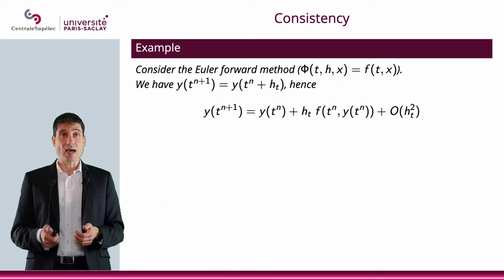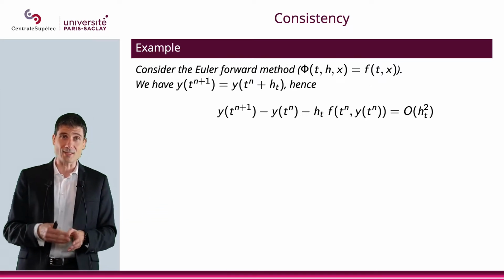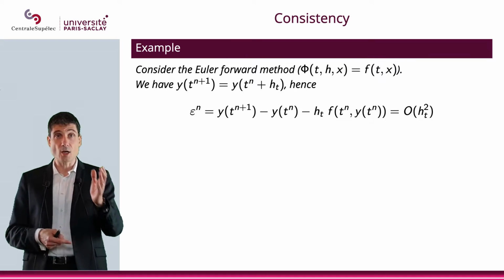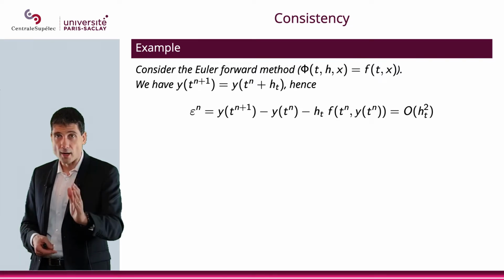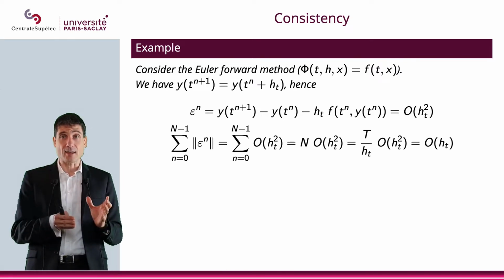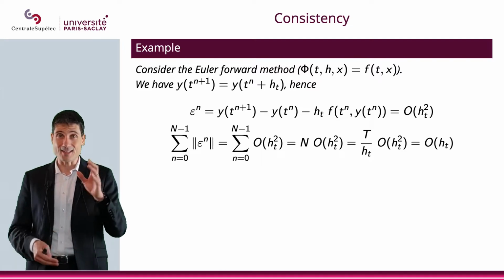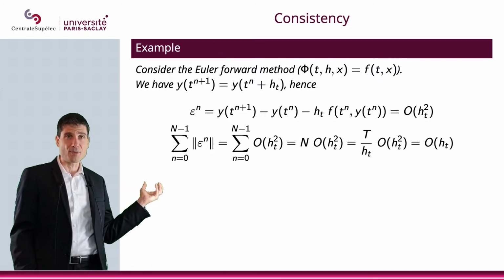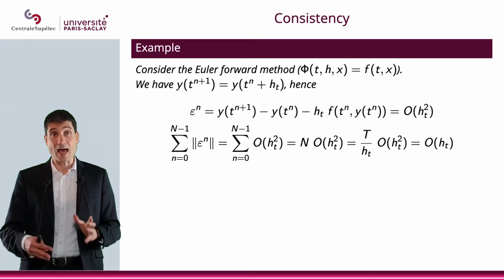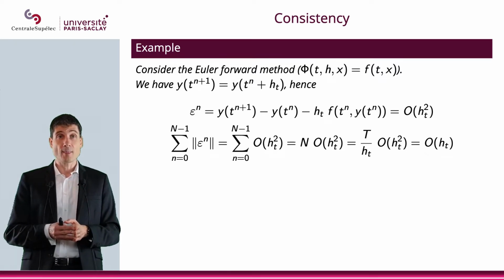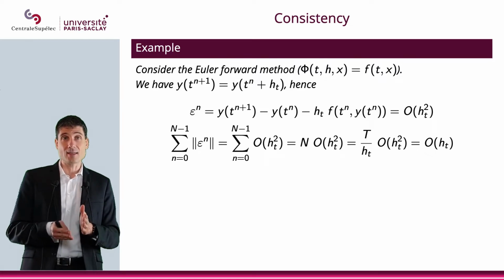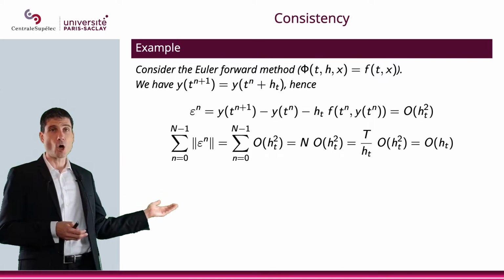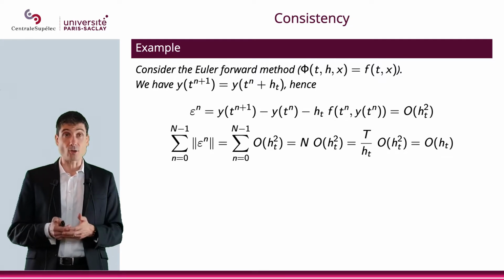So because I have this, I can actually get two terms on the left-hand side, and what I obtain is that epsilon n is O of ht square. Now, when I add up these epsilon n, and again, epsilon n is not epsilon raised to the power n, it's a superscript, just an index, if you prefer, I basically add up this O of ht square. How many do I have? N, and N is really t over ht.